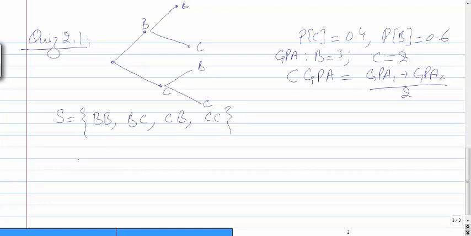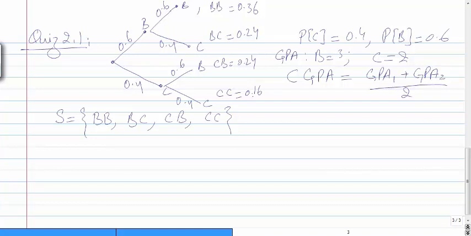Now the probability: if we get a B grade the probability is 0.6, if we get a C grade it is 0.4, and again 0.6 and 0.4 for the second course. Now from here, BB cumulative probability is 0.36, similarly BC is 0.24, again CB is 0.24, and CC is 0.16.